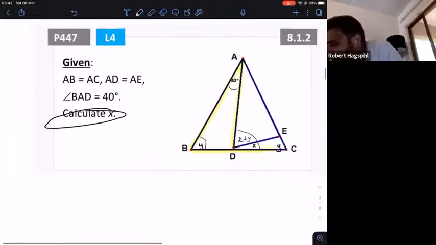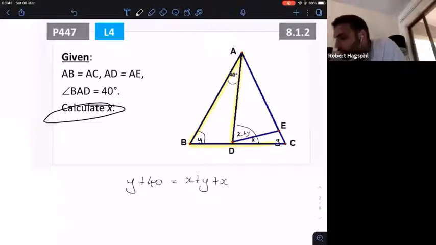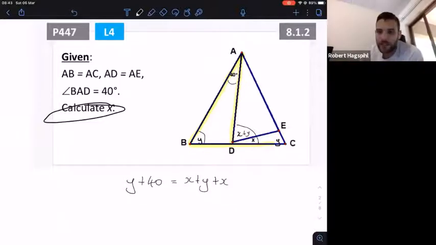And so I can go set up an equation and I can say y plus 40 is equal to x plus y plus x. Again, what was I looking to do? I was looking to set up an equation. That's the whole point about questions like this. If it says calculate x, you literally just need to fill in angles until somehow an equation pops out.